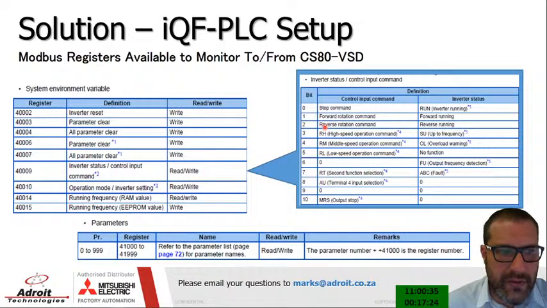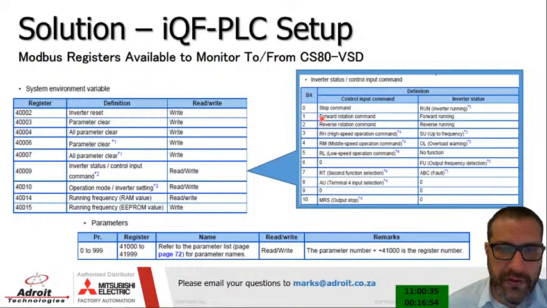40003, you put that on, you clear the parameters, which ideally you don't want to do. 40004, you also clear parameters. Important one you want to have a look at here is 40009. Now 40009, if you look at the right hand side over here, those are your command bits that you write to that word. So in other words, bit 0 is the stop command, sorry.